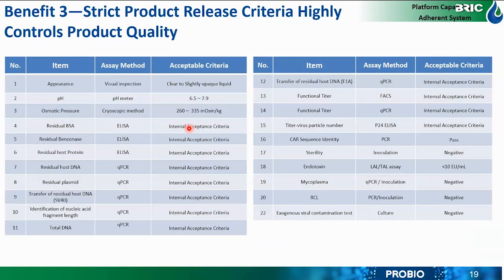And this is the lentiviral vector release spec for the lentivirus. We have about 22 release specs in total for the viral vector. This spec release table is from clinical material we have produced in the US and China, and this spec was accepted by US FDA and China NMPA. It is the standard release spec for our platform.